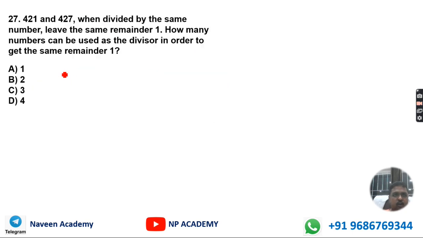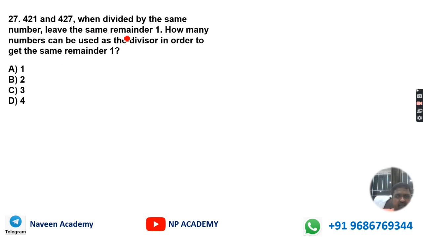Okay. We'll move on to the next one. See, 421 and 427 when divided by the same number leave the same remainder 1. How many numbers can be used as a divisor in order to get the same remainder 1? My dear friends, this problem belongs to number system, that is highest common factor and factors.